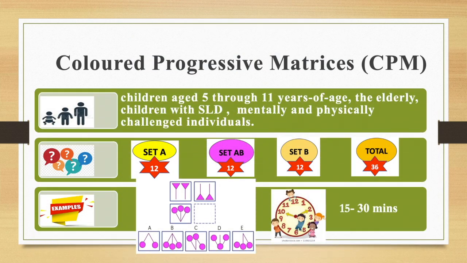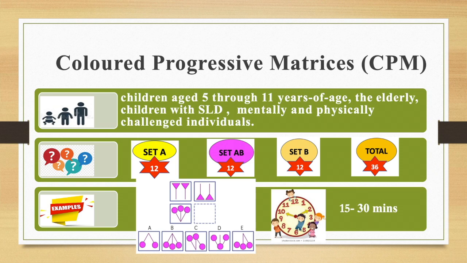As the name suggests, these are colored matrices. They're applicable to children in the age range of 5 to 11 years, the elderly, children with specific learning disorders, and mentally and physically challenged individuals. What are the components of this test? There are three parts to this test: set A, set AB, and set B. Each part has 12 questions, totaling up to 36 questions in all.